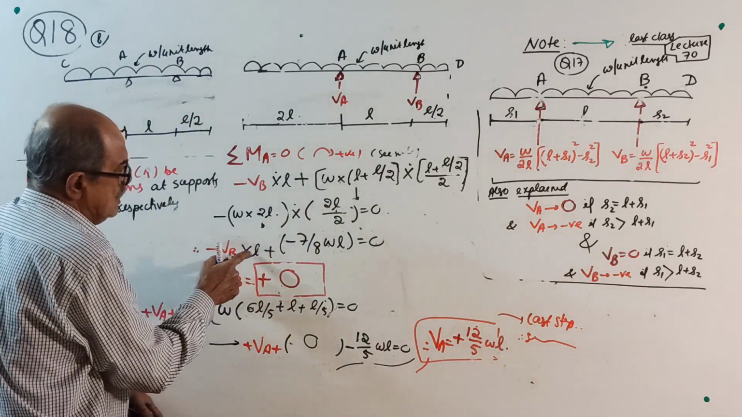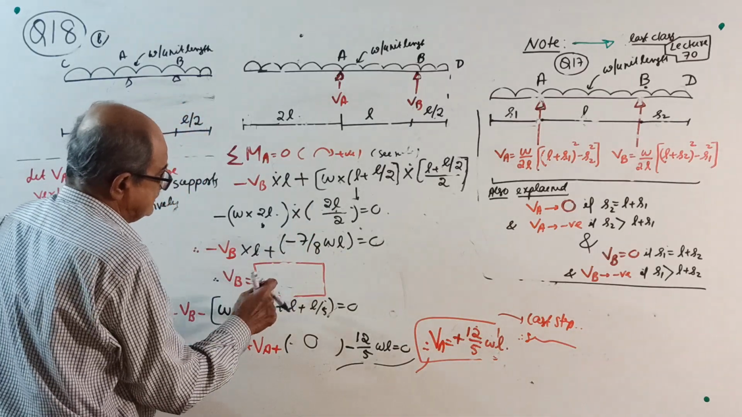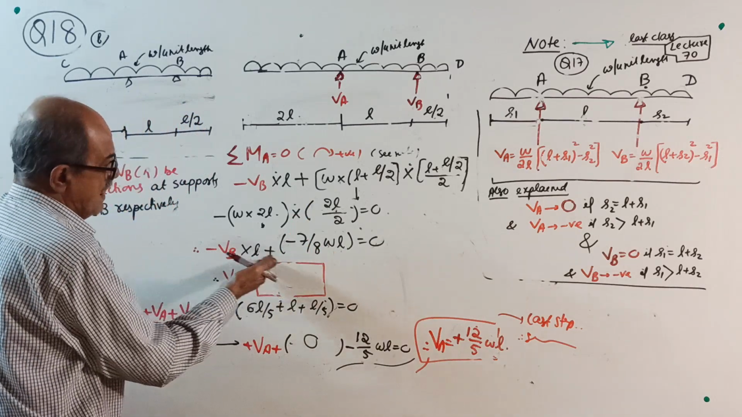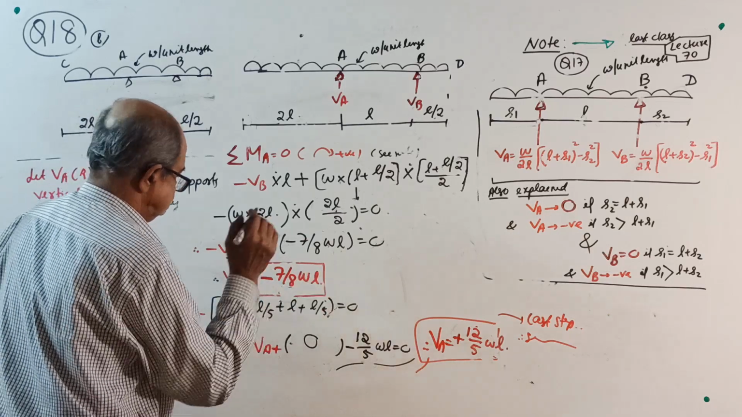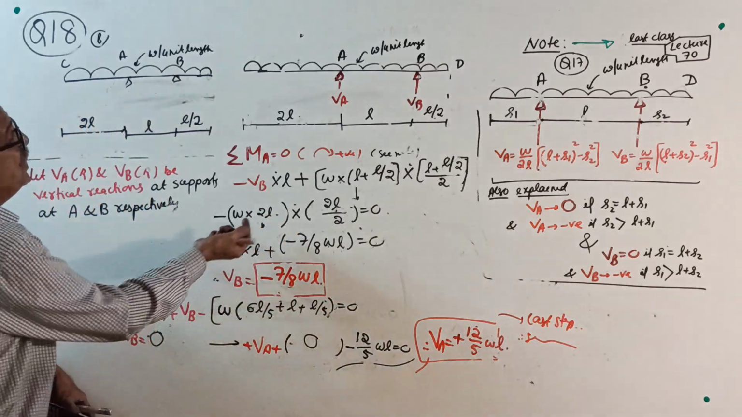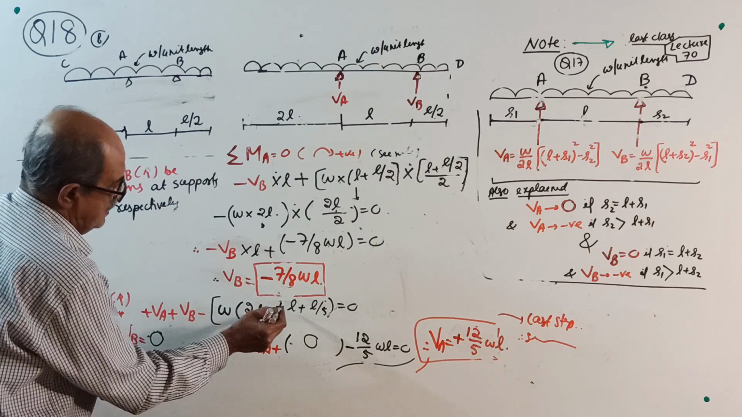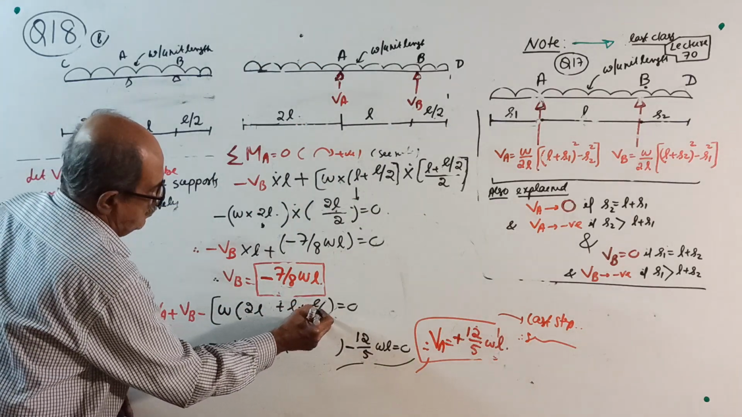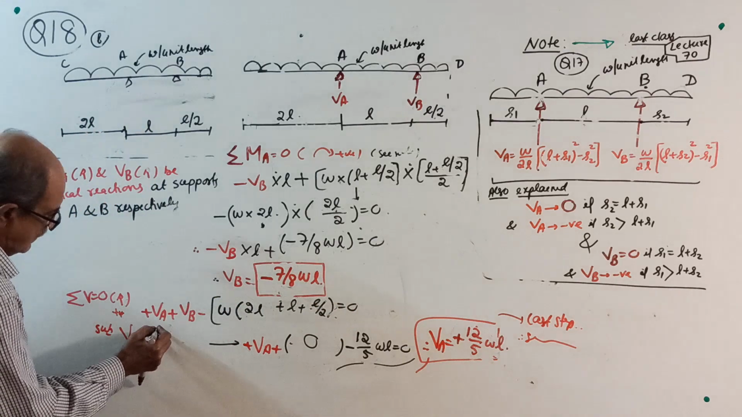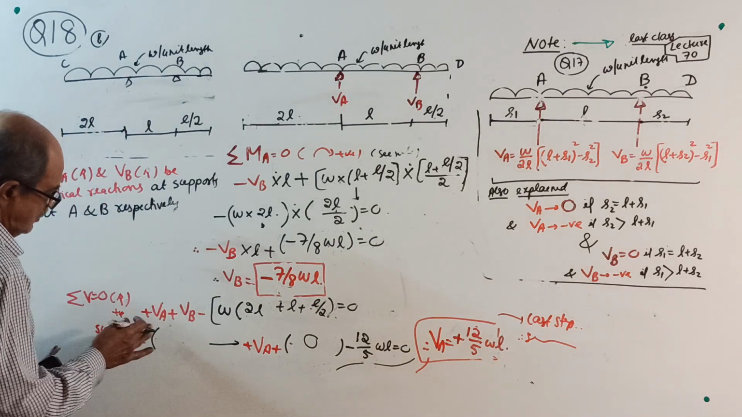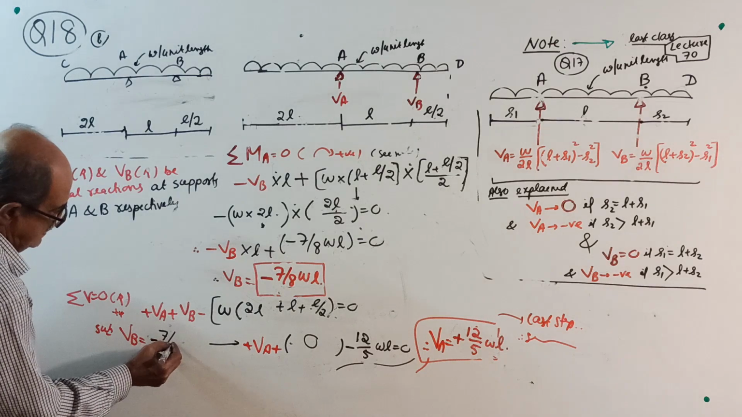See, minus VB into L minus 7 by 8 WL, so your VB will not be plus now. Both are minus, this is mathematics: minus 7 by 8 WL. Sigma V equal to 0, upward positive: plus VA plus VB minus W into 2L plus L plus L by 2 equal to 0. Substitute VB equal to minus 7 by 8 WL.